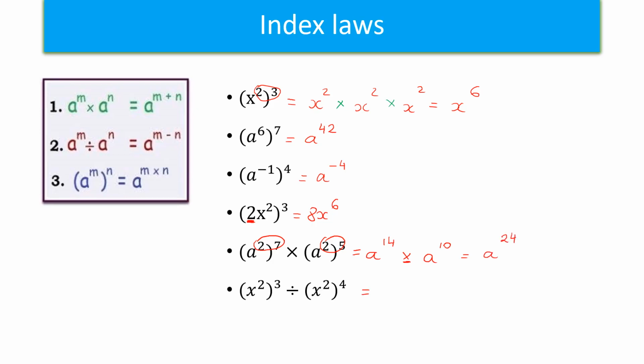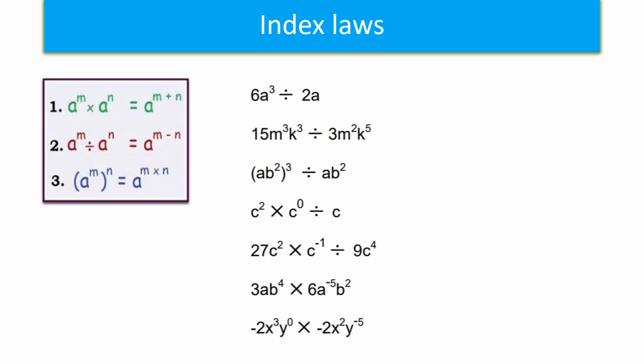In the next example, again, I'm going to do it in 2 steps. First, I'm going to multiply the powers, so that's x to the power of 6, then divided by x to the power of 8. Now remember that when you have division, you take away the powers, so that's going to be x to the power of -2.